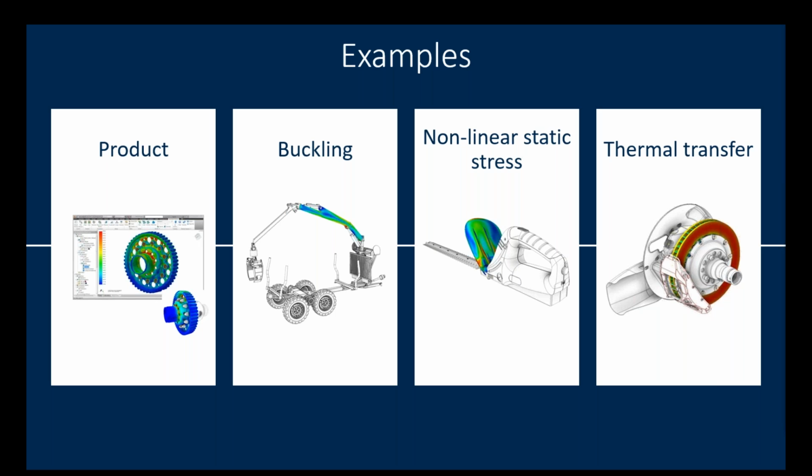So in the buckling example, you can simulate the lift arm assembly that needs to be light, yet able to lift heavy objects without bending or buckling. With the nonlinear static stress analysis, you can simulate this plastic hand shield on this hedge trimmer that needs to be able to bend and deflect large amounts before it breaks. And then for the thermal transfer, you can simulate how an engine will reach high temperatures and transfer heat to the muffler mount.